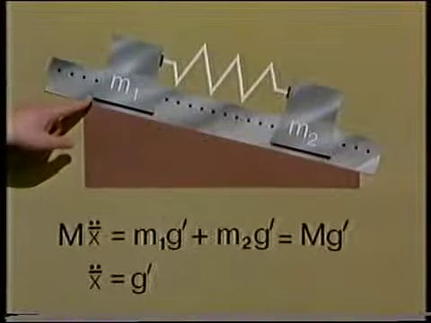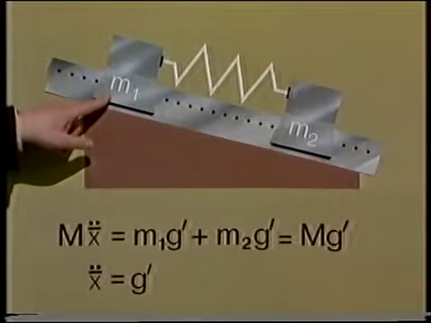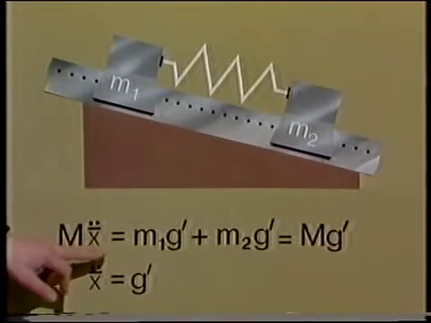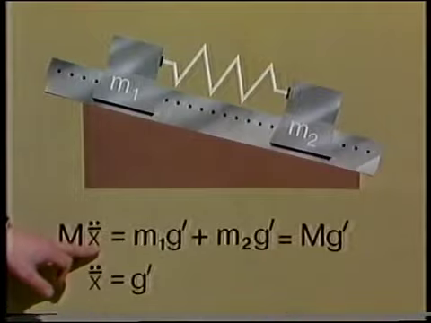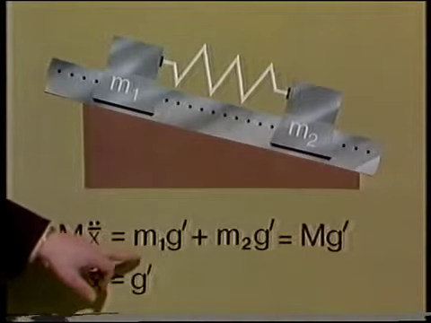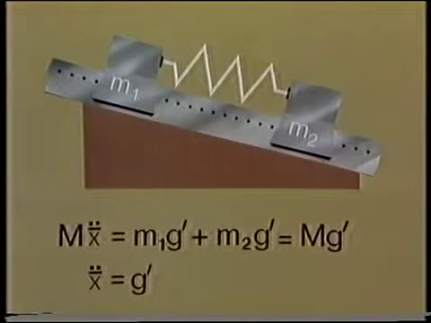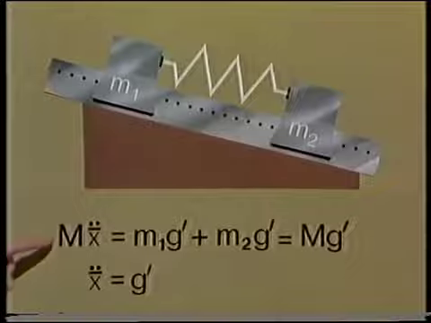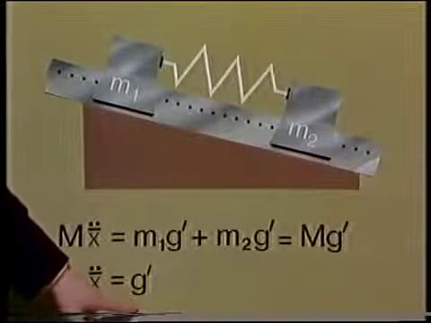Now, when I add these two equations together, instead of getting 0 on the right-hand side, I'm going to get m1 g prime plus m2 g prime. So when I rearrange, I get the total mass times the acceleration of the center of mass is equal to this expression, which I can rewrite as M g prime. And I can simplify by dividing through by capital M, and I'll get the acceleration of the center of mass is equal to this g prime.